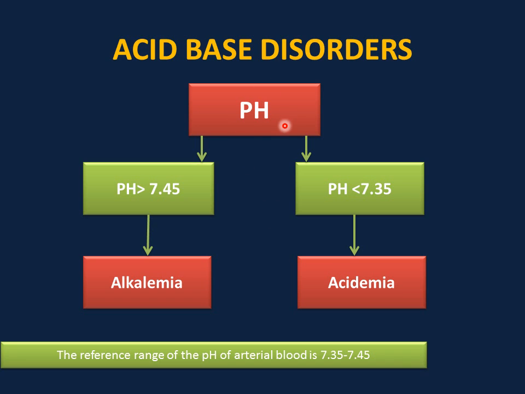So first thing, when you are presented with an arterial blood gas, check the pH. If the pH is more than 7.45, this is a case of alkalemia. If the pH is less than 7.35, this is a case of acidemia.